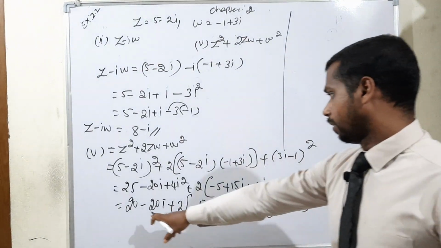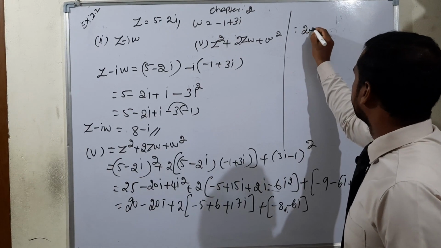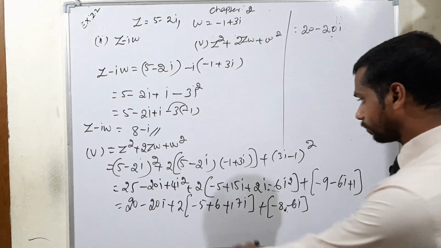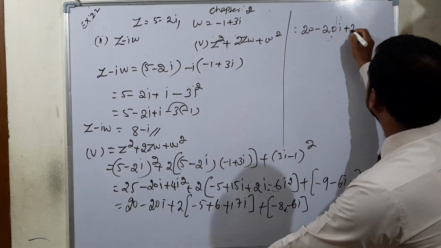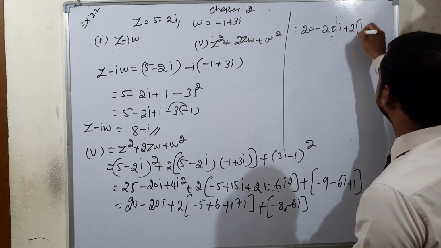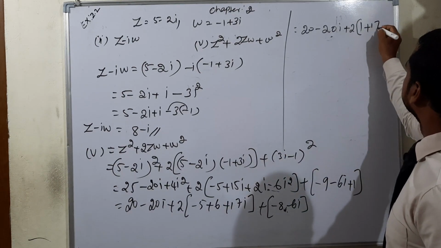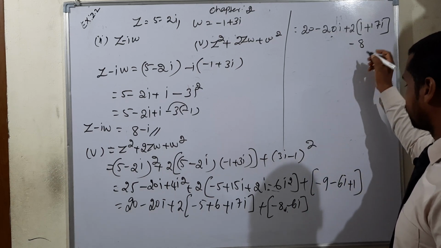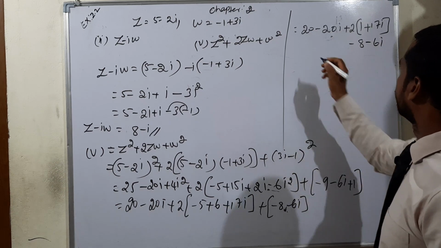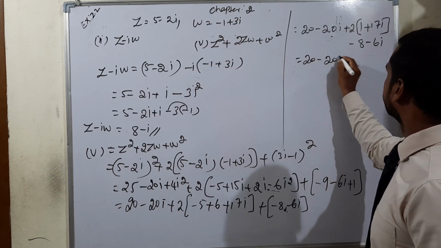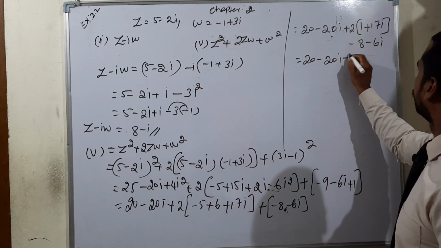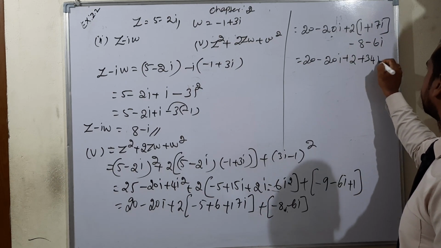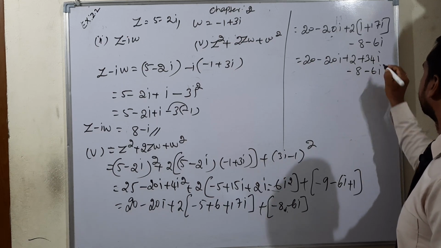So here 20 minus 20i as it is. Then inside 2 as it is. Then inside minus 5 plus 6 means positive 1, 1 plus 17i. Third term, remove the bracket means minus 8 minus 6i. Again 20 minus 20i. Remove the bracket, plus 1 into 2, positive 2. So 17 into 2 means 34. So plus 34i. So minus 8 minus 6i.